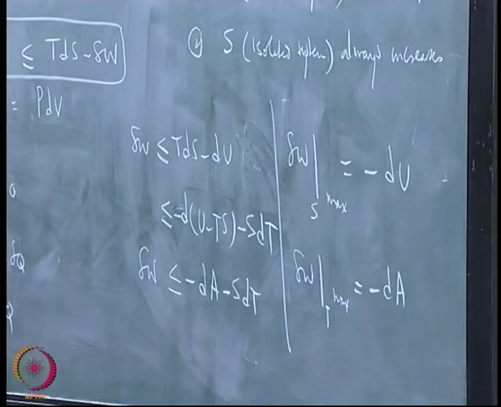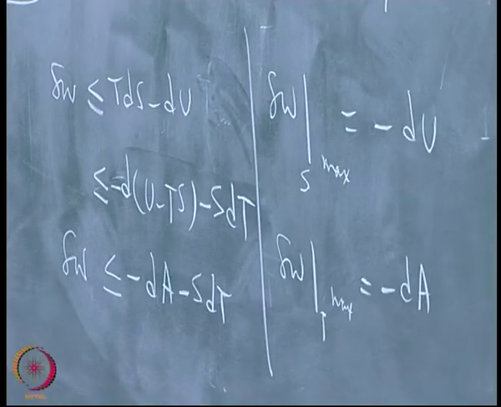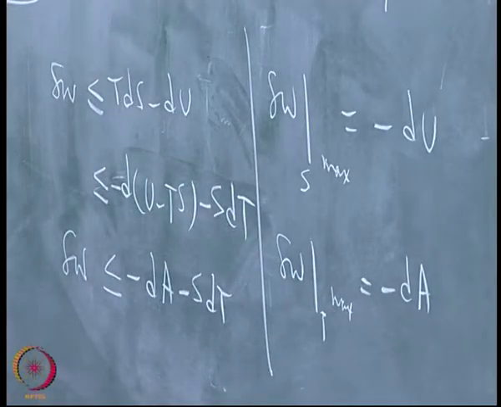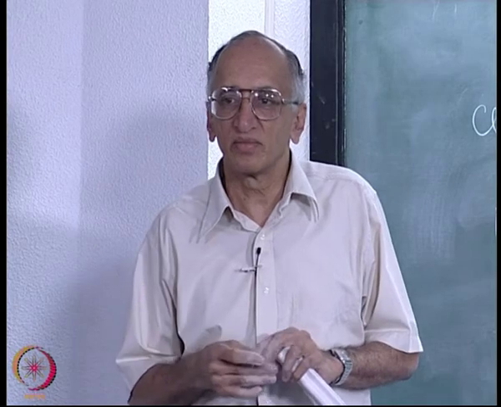And since most processes occur under isothermal conditions, in the sense that you may have a closed system, you start at room temperature, you may heat, cool, do whatever, finally you come back to room temperature. So if I take the whole process, the maximum work I can get out of the system is minus the change in Helmholtz free energy. Therefore, it is of great interest to know how the Helmholtz free energy varies with the state of the system.